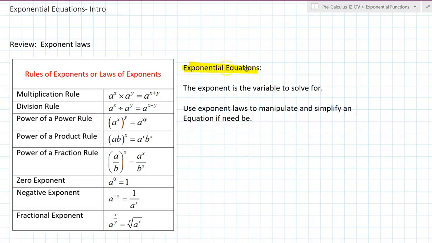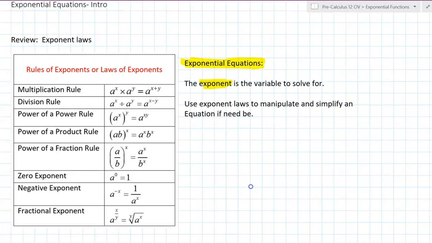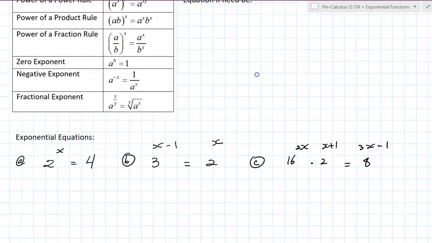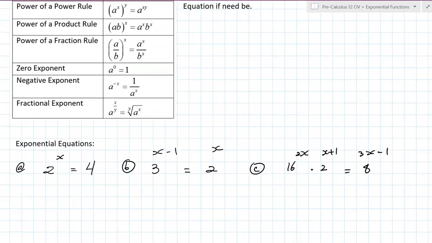The whole concept of exponential equations means that the exponent is the variable, and then we use the exponent laws to manipulate and simplify the equation as needed and then solve for the variable. So here are some of the examples that I have put in there for exponential equations.